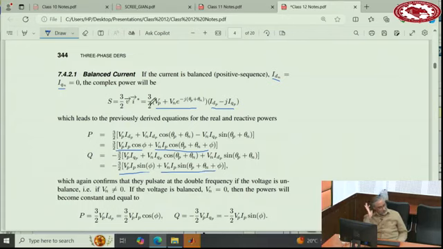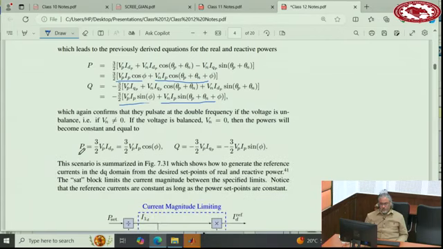So as expected, and as we said before, if the grid voltage is unbalanced but the inverter only injects balanced current, both your real power and reactive power will have pulsation. But the DC value should be equal to the set point.